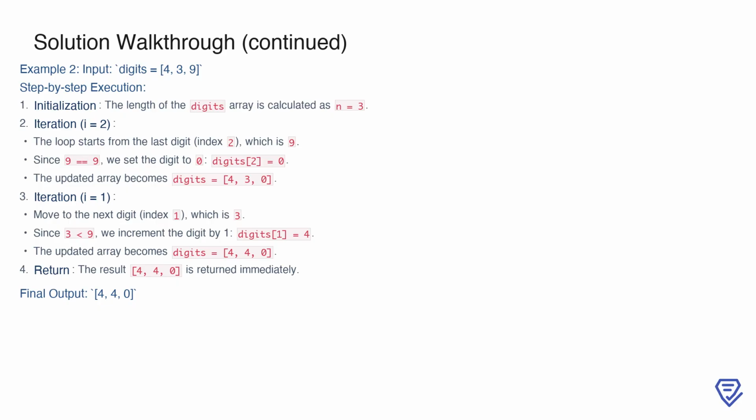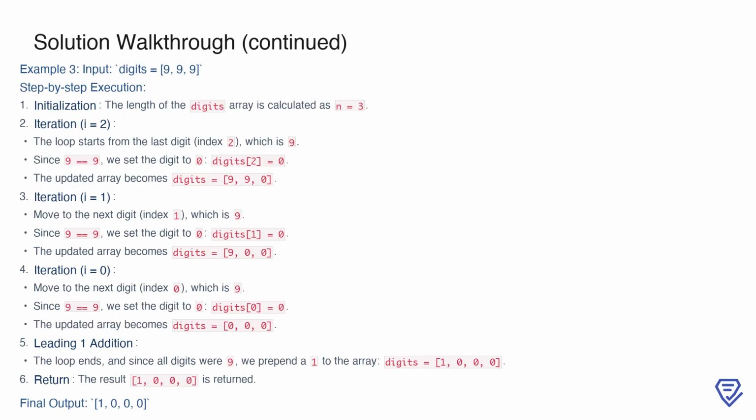Next, we move to the digit at index 1, which is 3. Since 3 is less than 9, we can simply increment it by 1, making digits[1] equals 4. The array is now [4, 4, 0]. Since no further carryover is required, the result, [4, 4, 0], is returned immediately. This is the final output for this example.